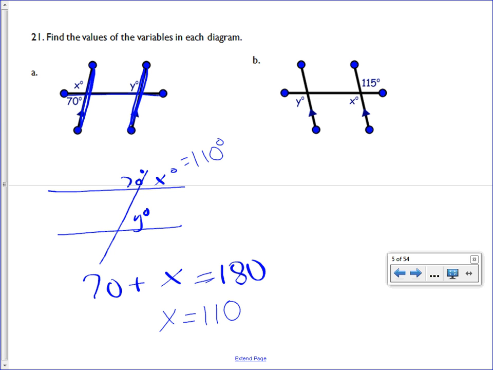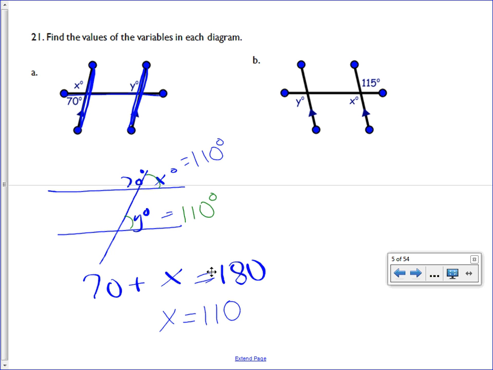We can figure out what y is by knowing that if you have parallel lines that are cut by a transversal, corresponding angles are congruent. So this angle and this angle, they're in the same position on their respective lines. Therefore, they're congruent because these lines are parallel. So y is equal to 100, and I am done with A.